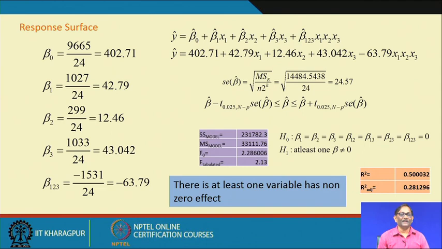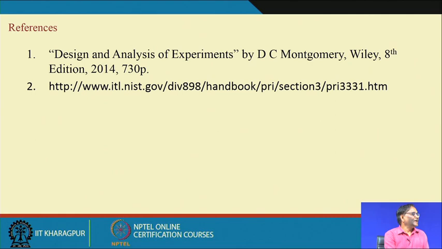Okay. So, we have used the Montgomery book, I told you, and also we have used another site, www.itl.nist.gov. We have gone through the site also, and we have read this and got some benefits out of it.